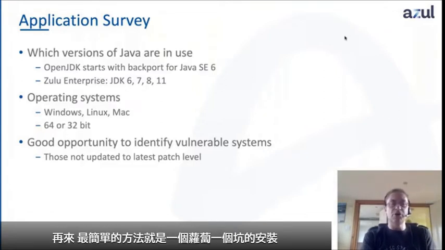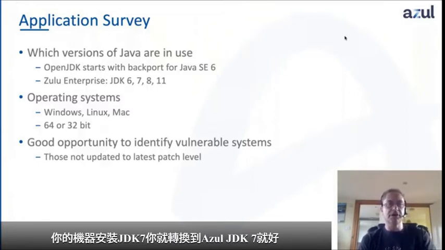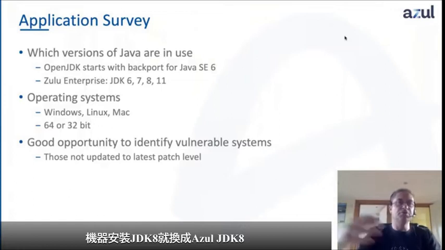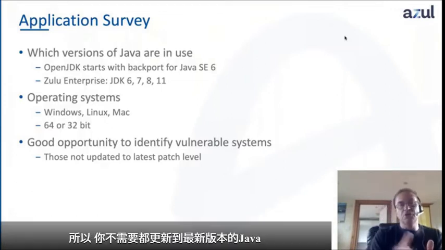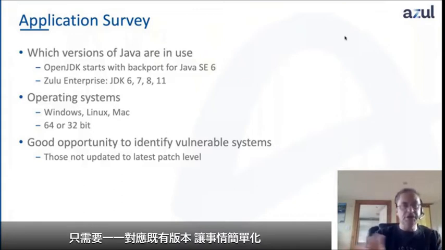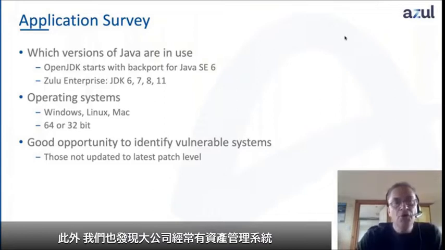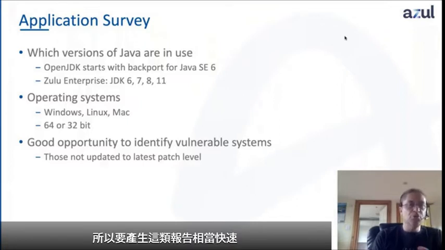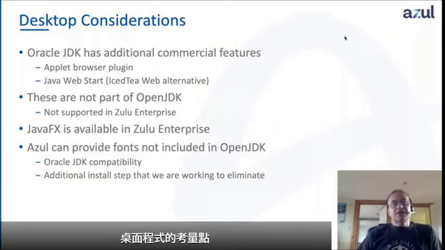The simplest approach is to say, let's install like for like. So you've got a machine that's running JDK 7, and you can migrate that to using Azul JDK 7. If you've got a machine running JDK 8, you move to Azul JDK 8. So you're not having to move to the latest version of Java. You can do like-for-like versions and keep things as simple as possible. Often we find that for big companies, they're already running software asset management systems, and so producing this report can be done quite quickly.